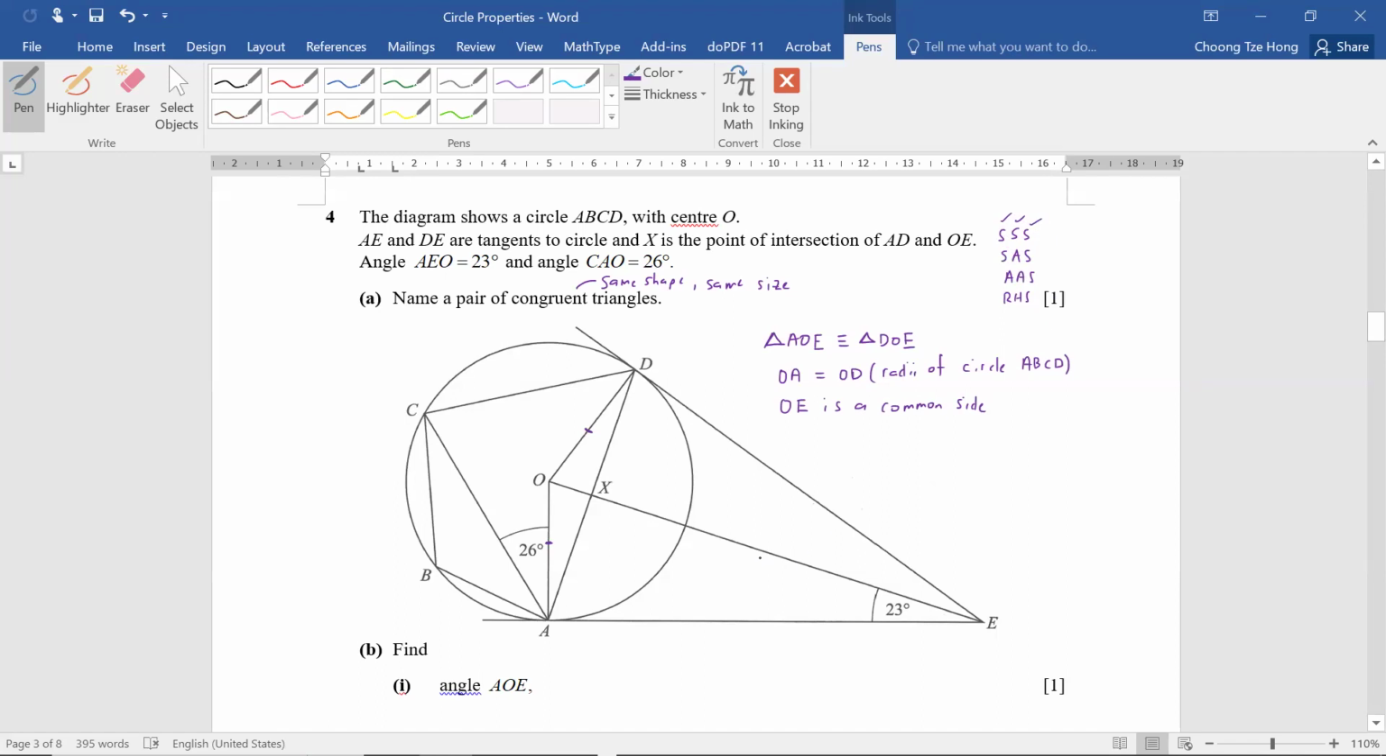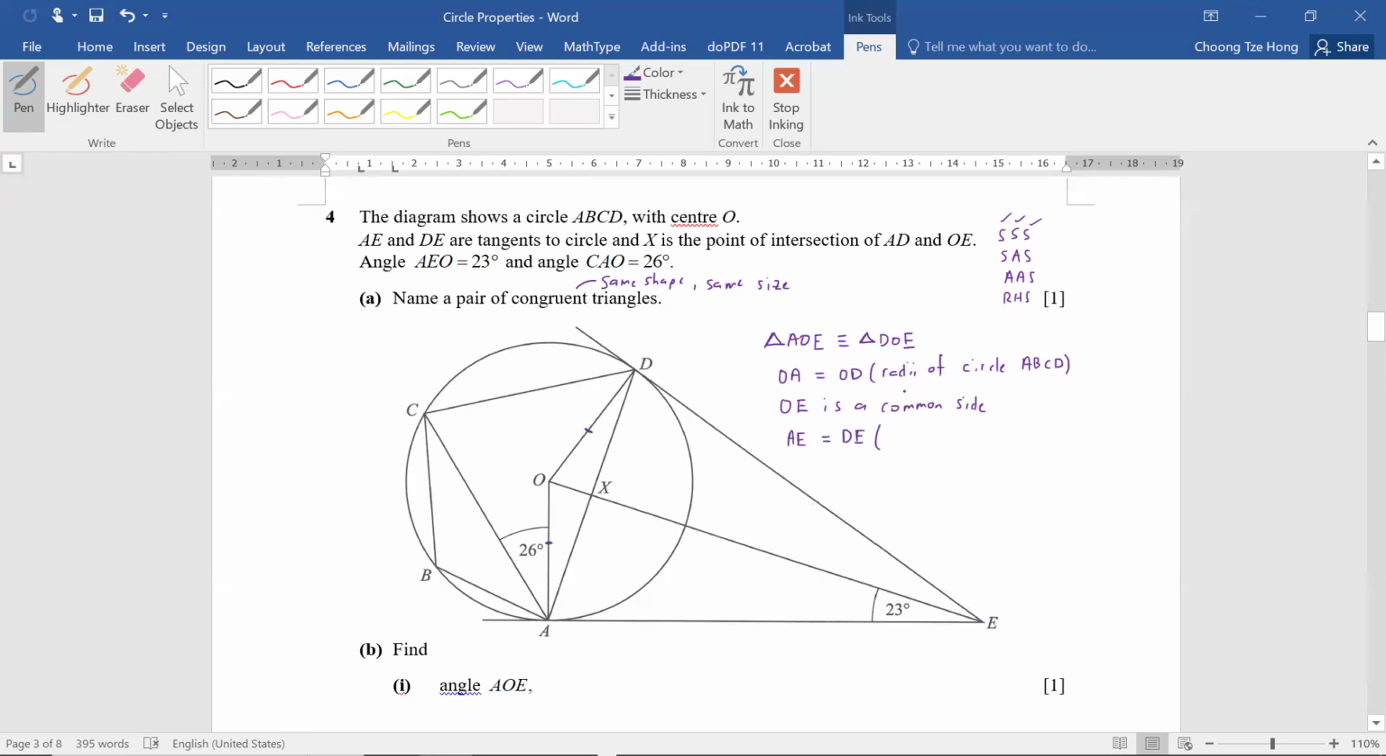The third equal side would be AE equals DE. And what property are we using? Both these tangents come from this point E, which is outside the circle. Outside the circle means it's an external point. So the property that you will learn is tangents from an external point. They will be equal in length, from that external point to the point where they touch the circle. So the last one that we can write would be AE equals DE.